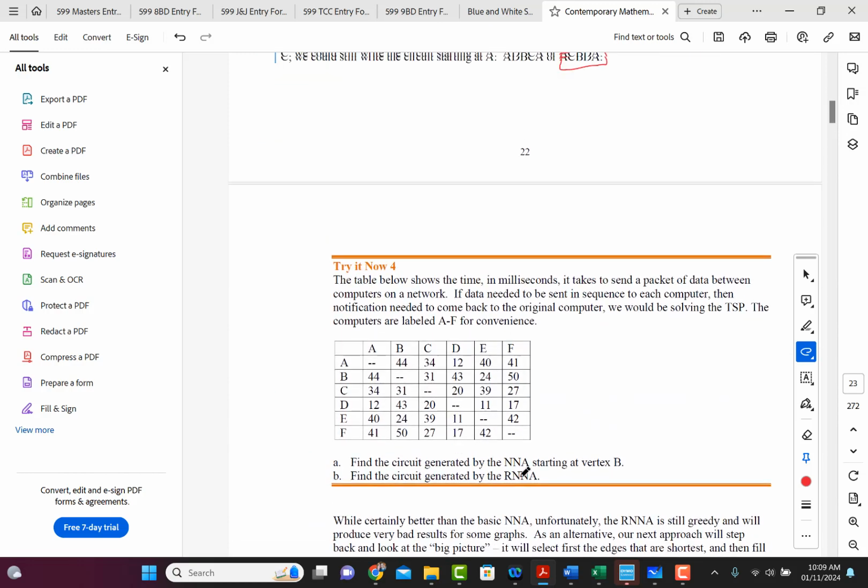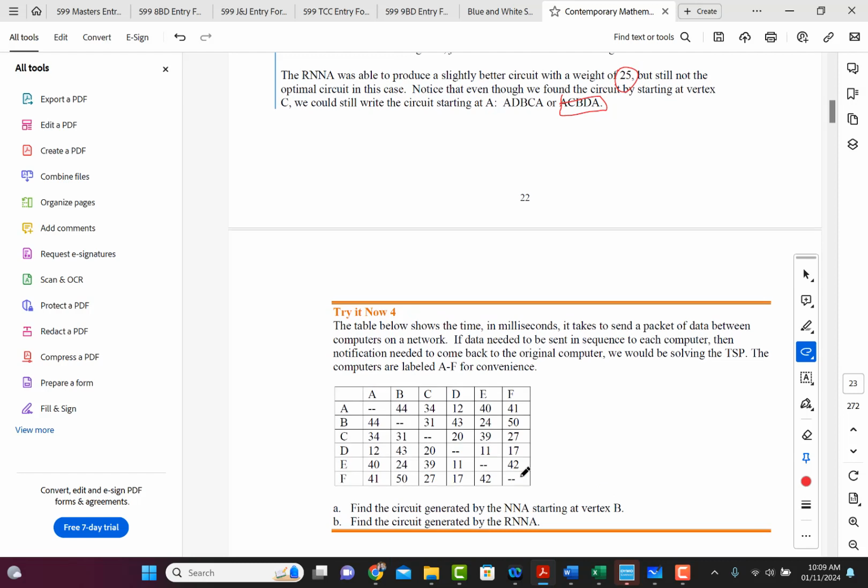All right, so now let's try this one. Okay, it says find the circuit generated by the nearest neighbor algorithm starting at vertex B. So we're going to start at vertex B, right? So let's start with B. So I'm going to write B here.